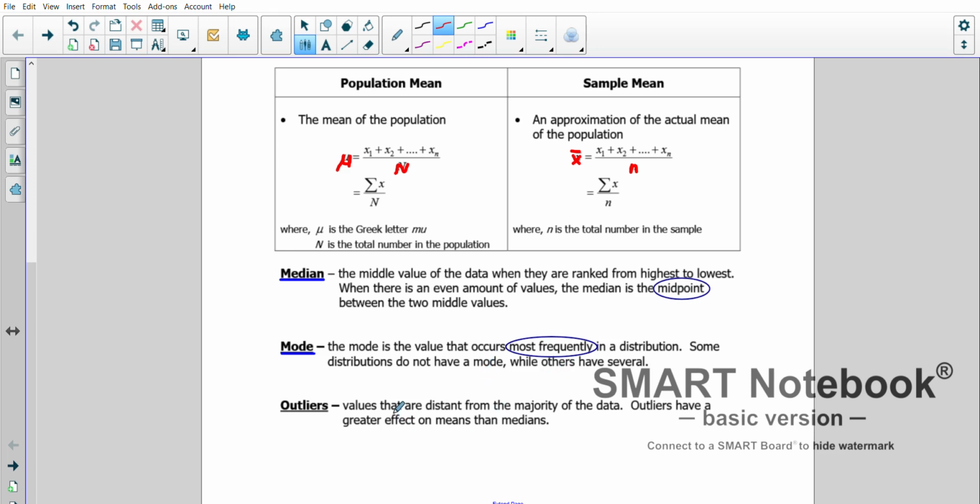Outliers, just as a reminder from grade 9, are values that are kind of distant from the majority of the data. And as we're going to see, they have a great effect on a mean, but not necessarily a median, and we'll talk through that in our example.